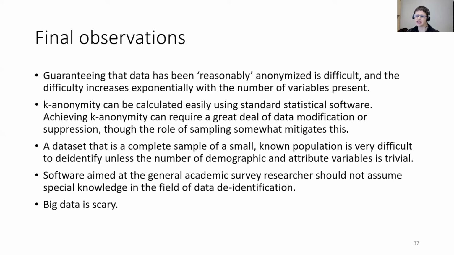Okay. Guaranteeing that data has been completely anonymized is difficult. The difficulty increases exponentially with the number of variables present. Now, a common standard for assessing anonymity is K-anonymity, which can be calculated easily enough using standard statistical software, and I'm going to be showing you exactly how to do that in the next portion of this workshop. Achieving K-anonymity requires a great deal of data modification or suppression, though the role of sampling, both sampling within the data set and sampling as in the sample the data set has been drawn from, somewhat mitigates this. Software aimed at the general academic survey researcher should not assume special knowledge in the field of data de-identification. However, generally it does.